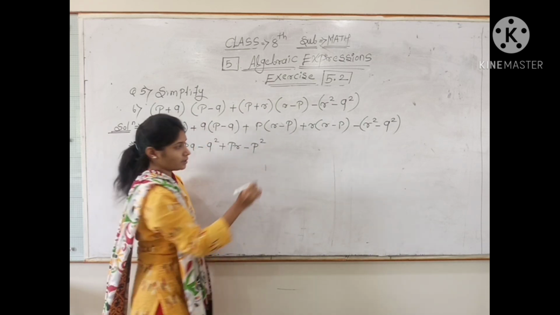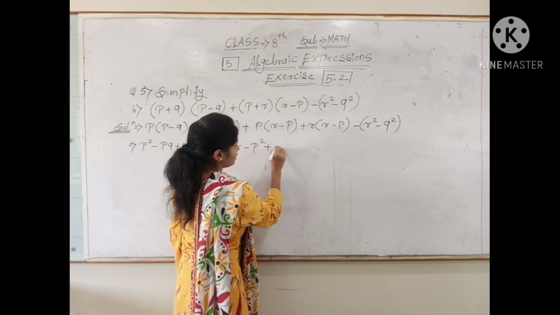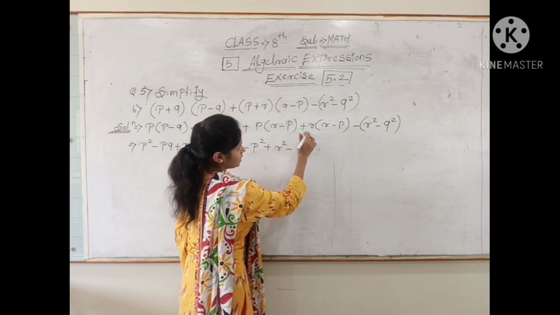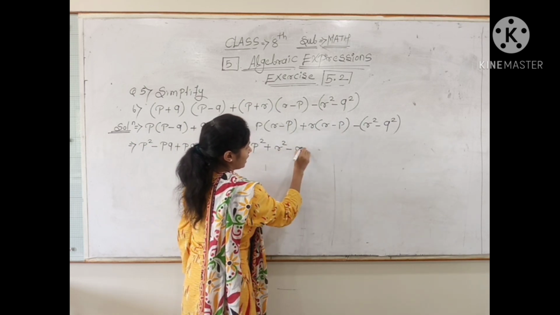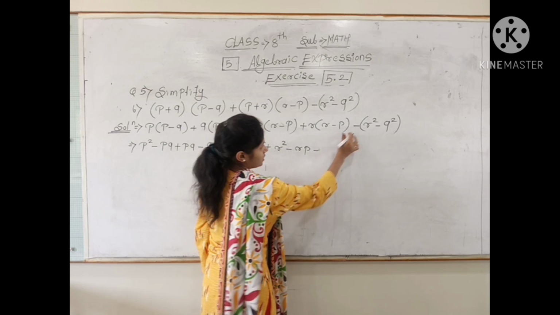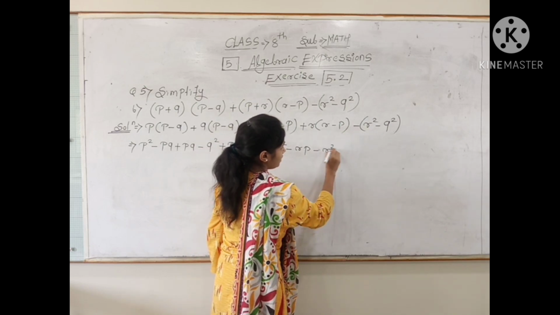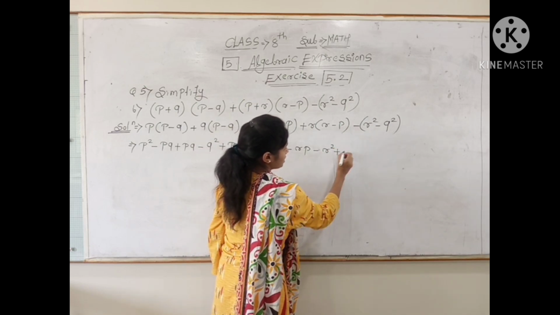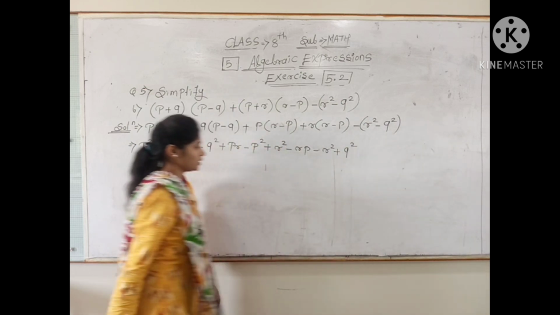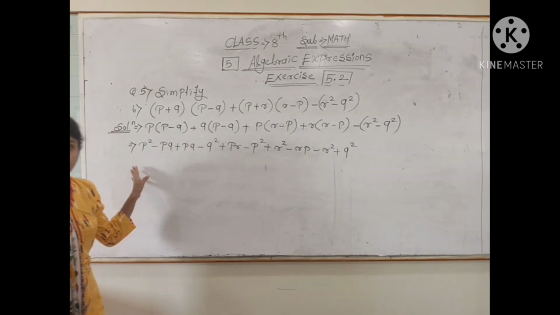P square plus R multiplied by R is what? R square. Plus, minus again, minus R multiplied by P is what? RP. Minus this multiplied by minus sign, R square, plus minus plus is what? Q square. Okay, now we have to collect and separate the like terms.